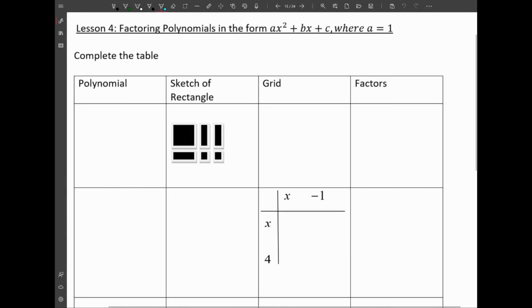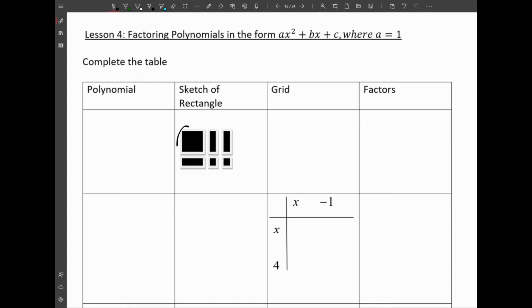Let's start here. Polynomial, sketch of the rectangle, grid, and factors. What I'm going to be doing is showing you the same trinomial 4 different ways. So in this version, we've got the algebra tile sketch. So let's start by making sure we know what polynomial this is.